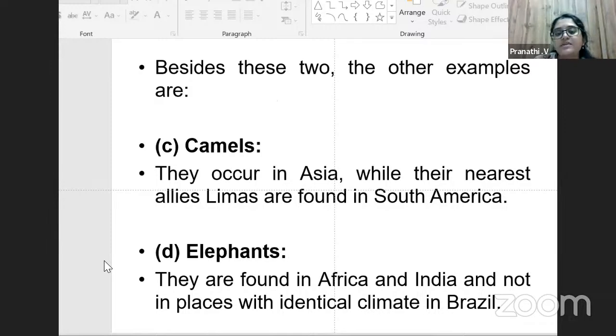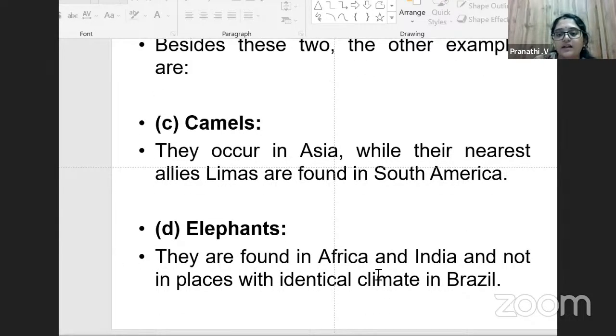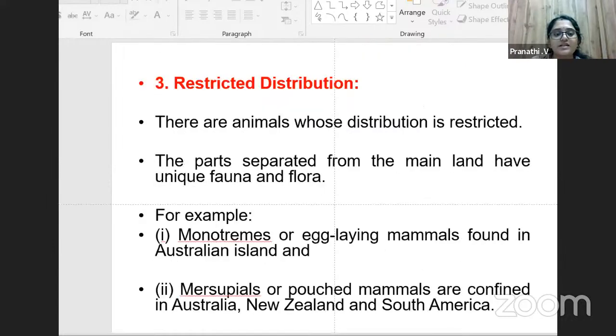And similar with the camels and the elephants also. So the African and the Indian elephant got separated because earlier it was all one Gondwana land. Tapirs are found in America as well as the Malaysian or the Malayan islands. Now plants that are present in eastern USA and China are similar. So these are all examples of discontinuous distribution.